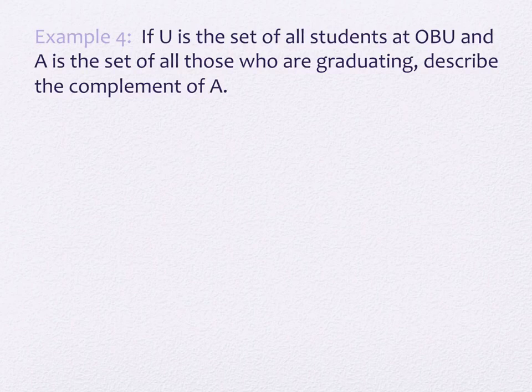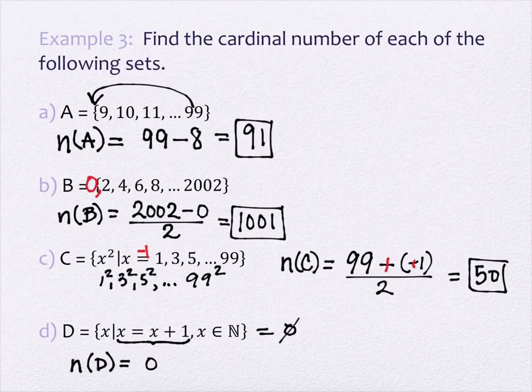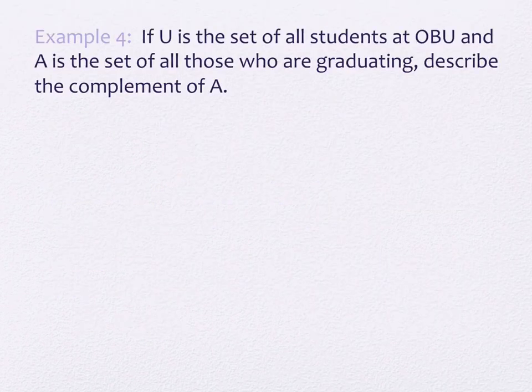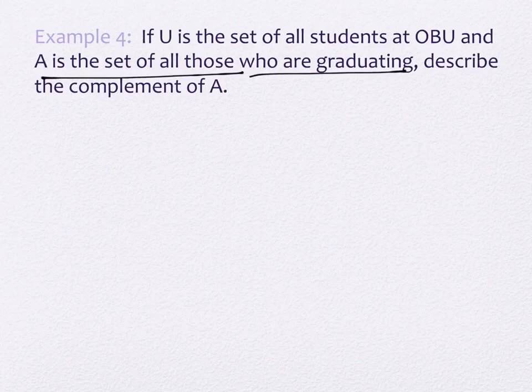But for the set that is the complement, the notation is written with a bar on the top, F complement. Other books have a couple other notations just so that you're aware if you ever happen to see it. Sometimes they put an accent mark or an apostrophe, or sometimes a superscript C for complement. Our book uses the bar on top, so we'll use the bar. This one tells you that A is the set of all those who are graduating, and they want us to find the complement, namely A bar.